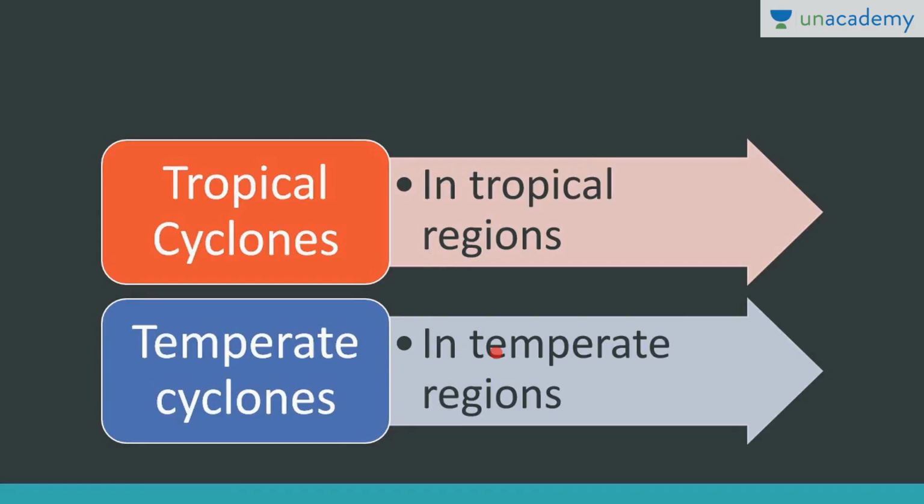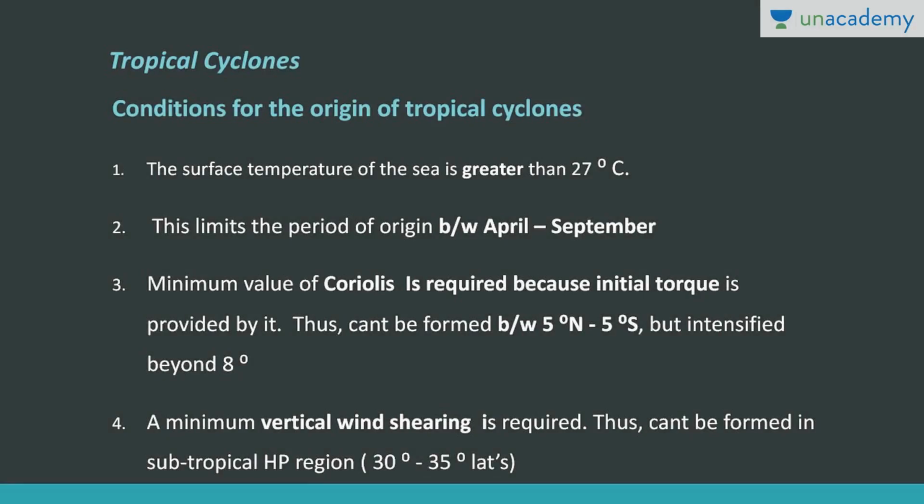So there are two types of cyclones, tropical cyclones and temperate cyclones. Tropical cyclones occur in tropical regions, and they are known by different names also, like cyclones, hurricanes, typhoons, etc. Then temperate cyclones, also known as extratropical cyclones, are found in the temperate regions. Now let's discuss tropical cyclones.